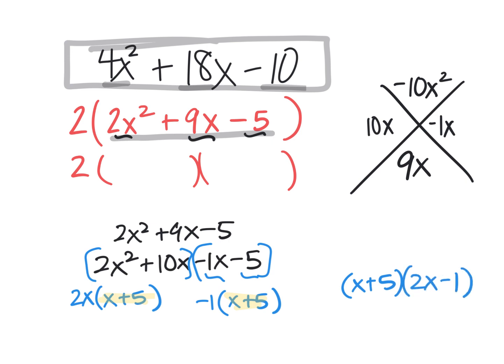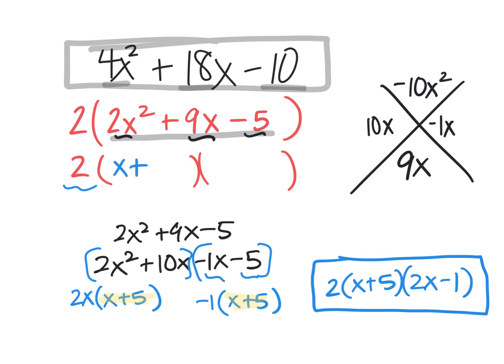Now, that's not my final answer. I had divided a 2 out to start with, so I'd still have to times this whole thing by 2. So my final answer would be this. If I do this again, I'll come write it up here. It's 2 times x plus 5 times 2x minus 1. If I just multiplied these two things out here in green, I would end up getting back to the 2x squared plus 9x minus 5. Then if I times it by 2, it would get me back to the original problem.